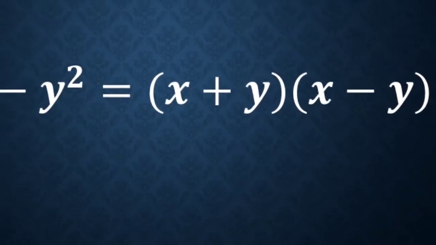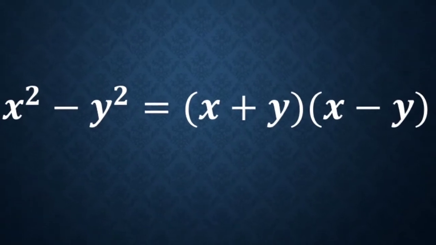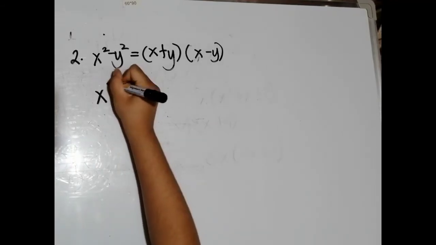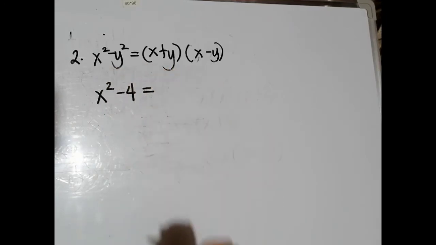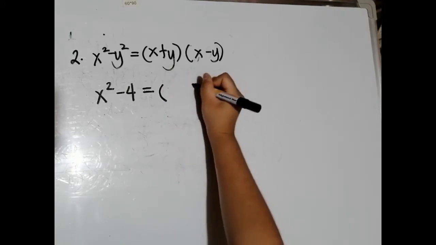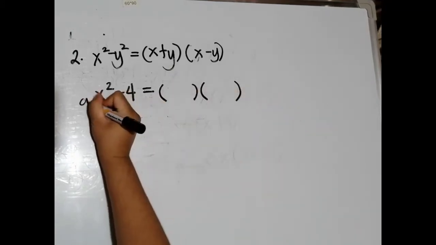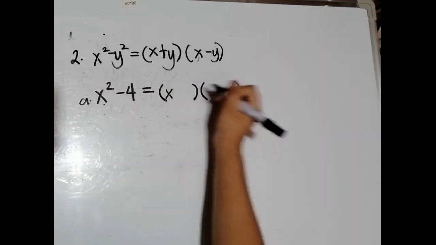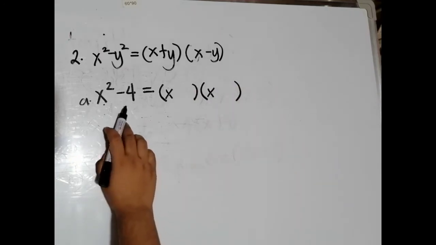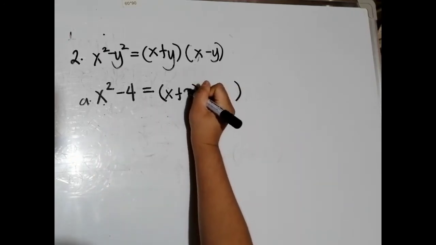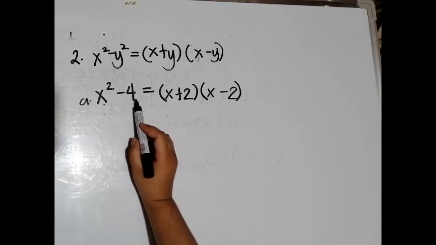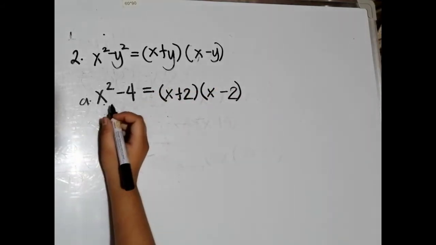Next is sum and difference. How are we going to factor this one? x squared minus y squared is equal to x plus y, x minus y. Let's have example x squared minus 4. You can see it is a perfect square. Then you can easily factor it by getting the square root. The square root of x squared is x, the square root of 4 is 2. Then plus and minus, x plus 2 and x minus 2. That's it.